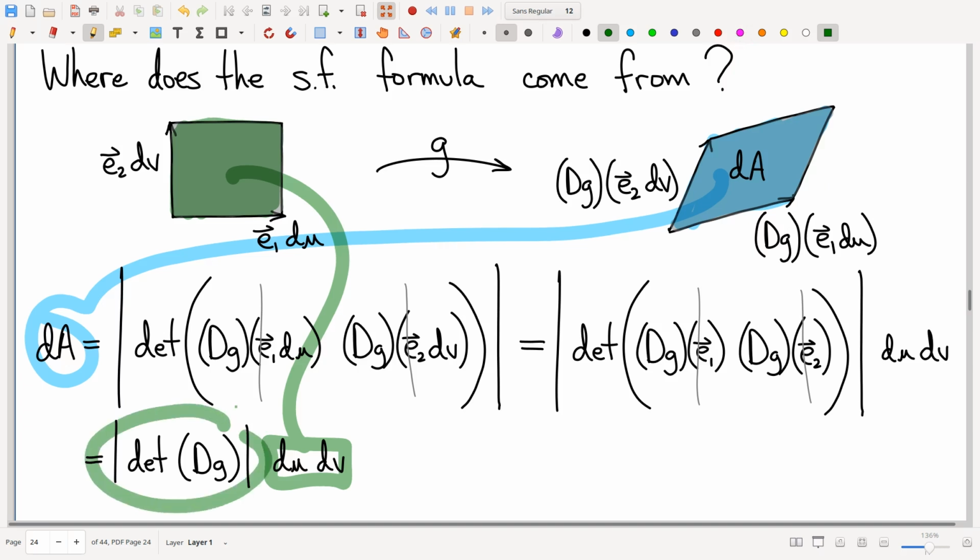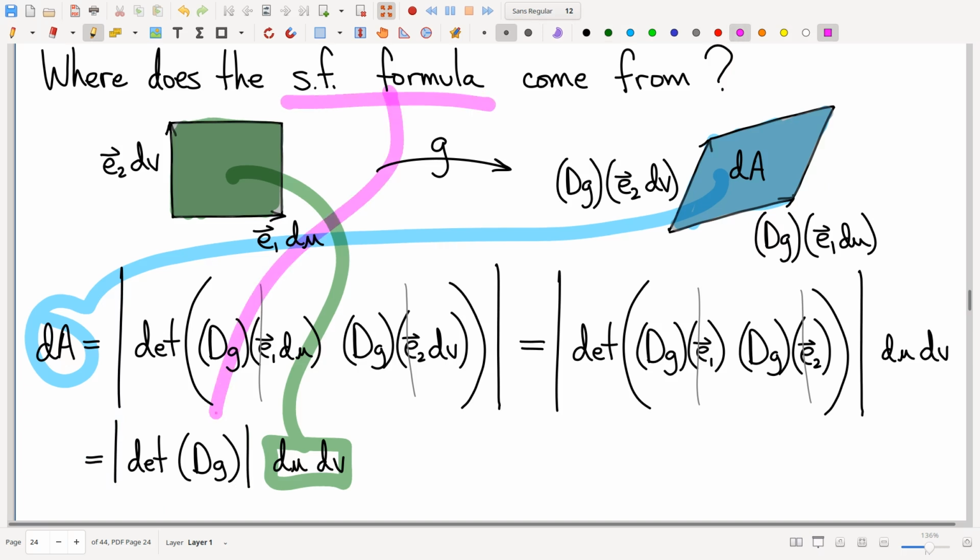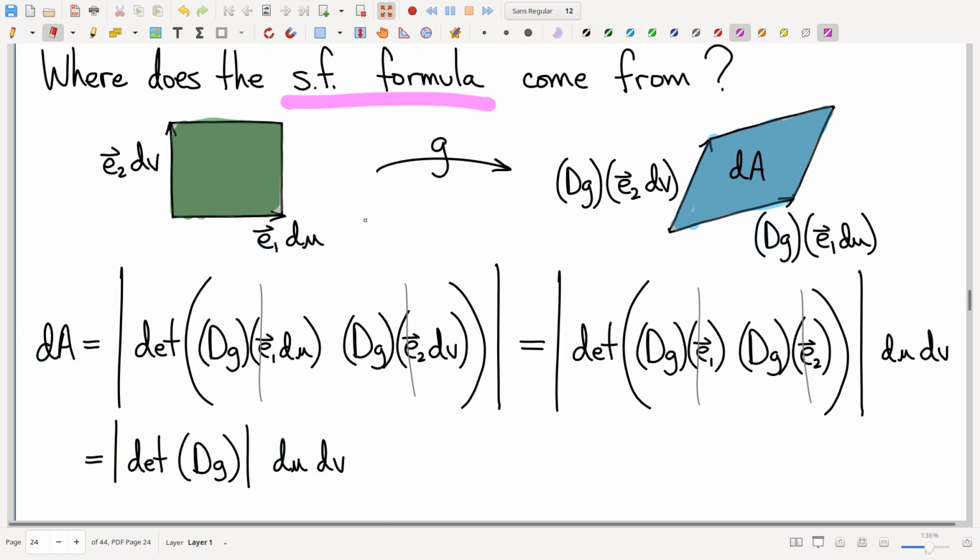It is. There's my, wrong color. Here is my stretching factor formula being exactly what it's supposed to be. So y'all can see this calculation is going to give us our formula. Right? So let's see the broad brushstrokes of this calculation.